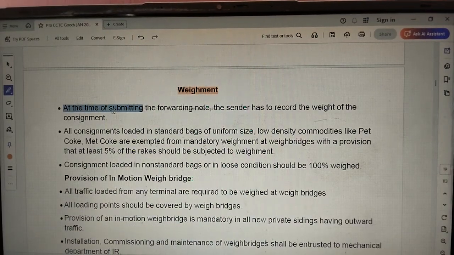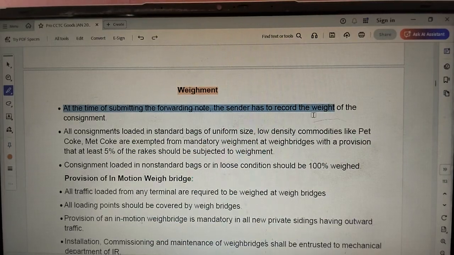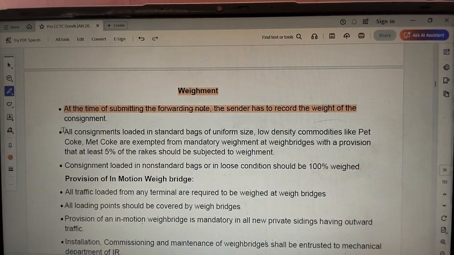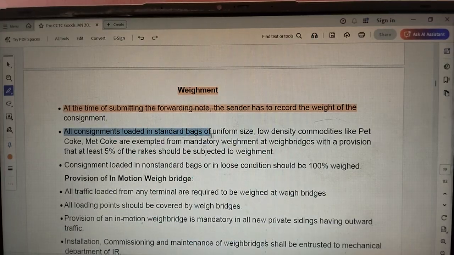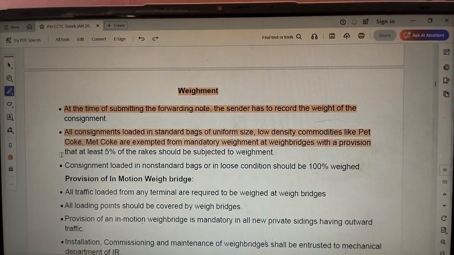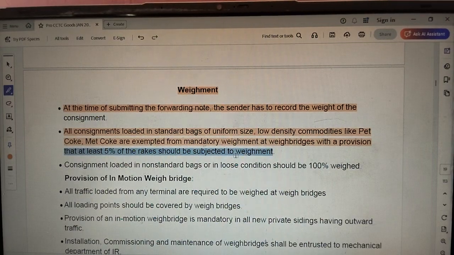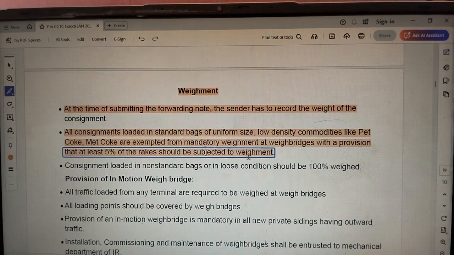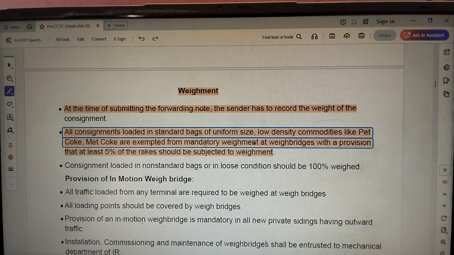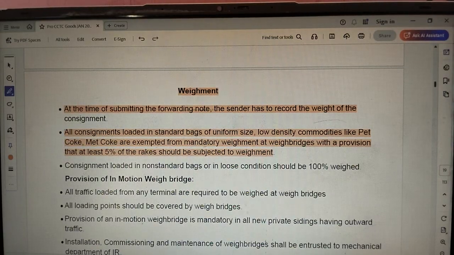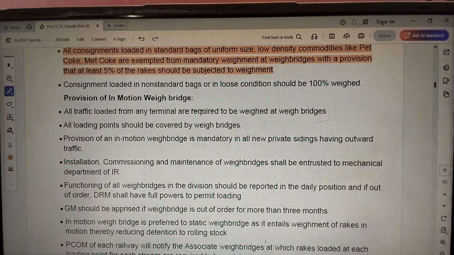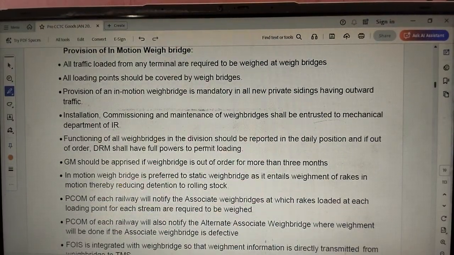At the time of submitting the forwarding note, the sender has to record the weighment of the consignment. All the consignment loaded in standard bags, uniformly sized, low density commodities, packed pet coke and made coke are exempted. All the things that are less than 5 percent are subject to weighment. This is not more important. And so we will go to the questions they're asking. Now here are the questions being asked.